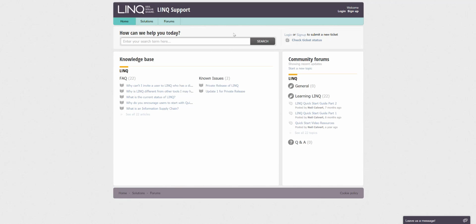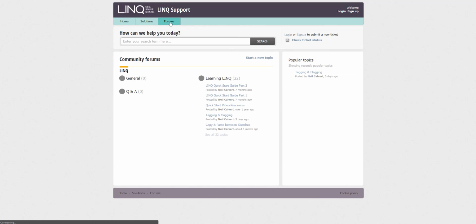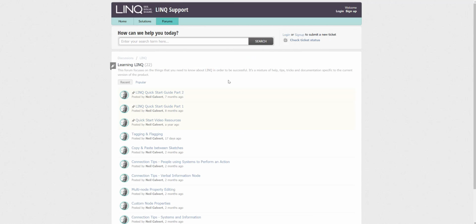Both of those new capabilities have been written up in our Learning LINQ forum, which you get to through support.linq.it. Just look for the connection tips. And of course, you can raise a support ticket through the application if you have any questions about how to make use of this new capability.